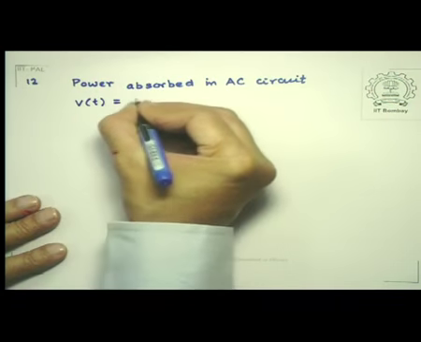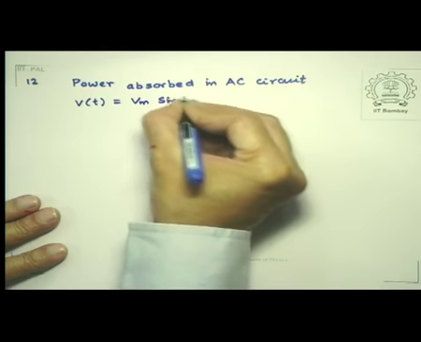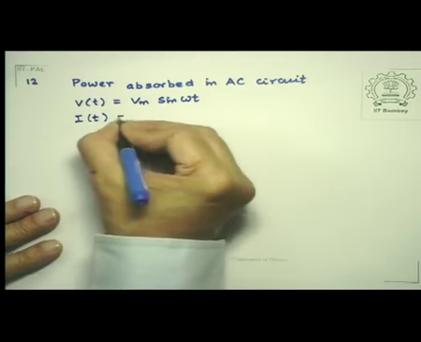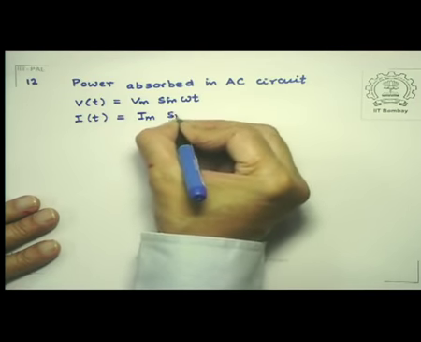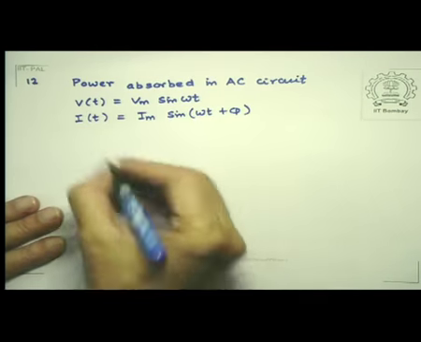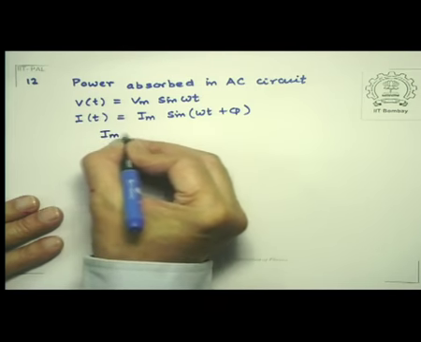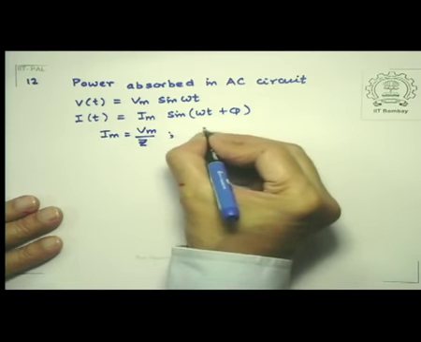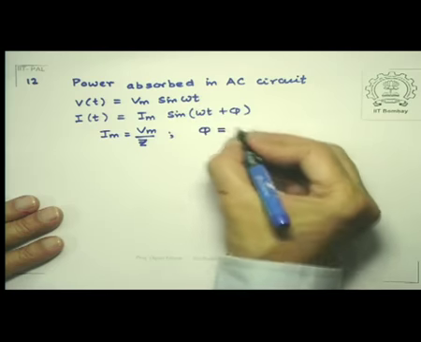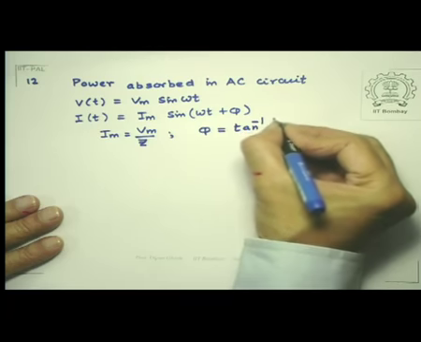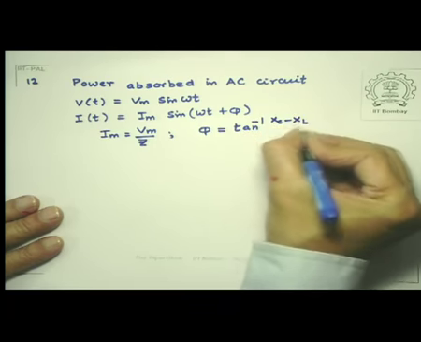Firstly, we know that V of t is given by Vm sine omega t. This is my starting voltage. The corresponding I of t we have seen is given by Im sine omega t plus phi, where Im is simply Vm divided by Z, which is the impedance, and phi is the phase by which the current leads the voltage, given by tan inverse of Xc minus XL divided by R.